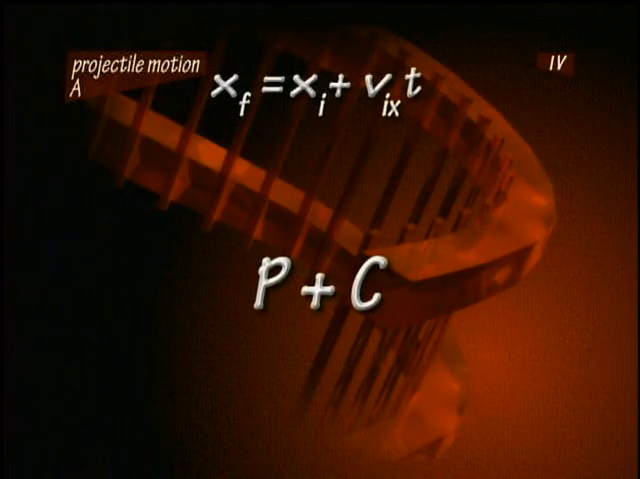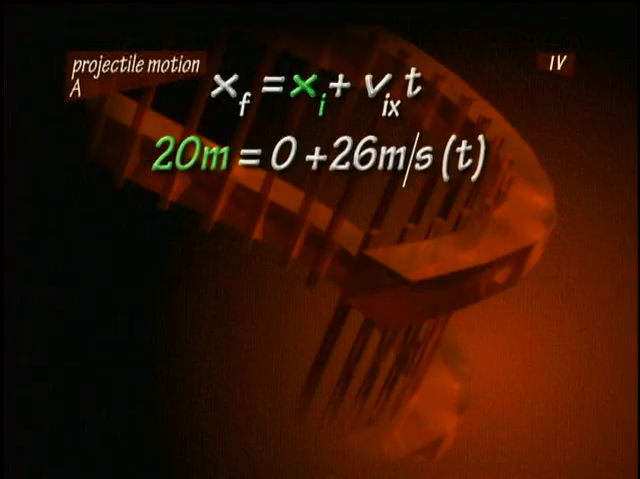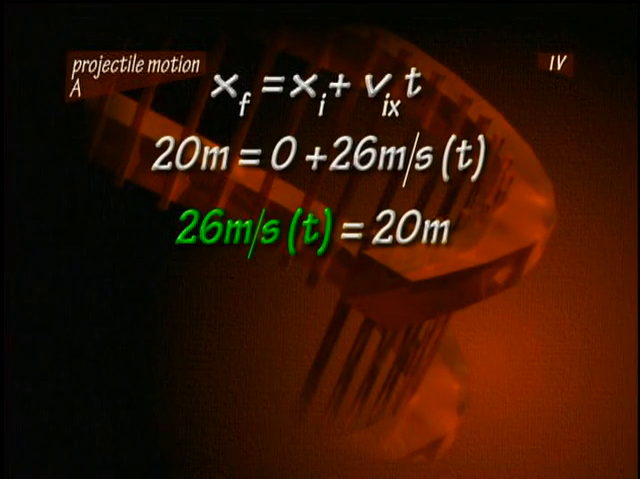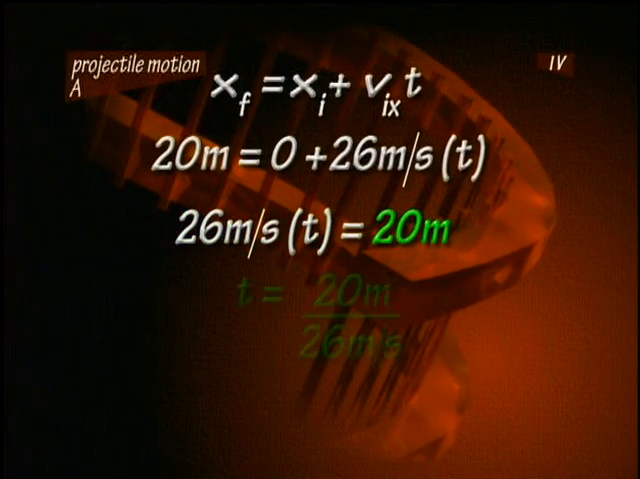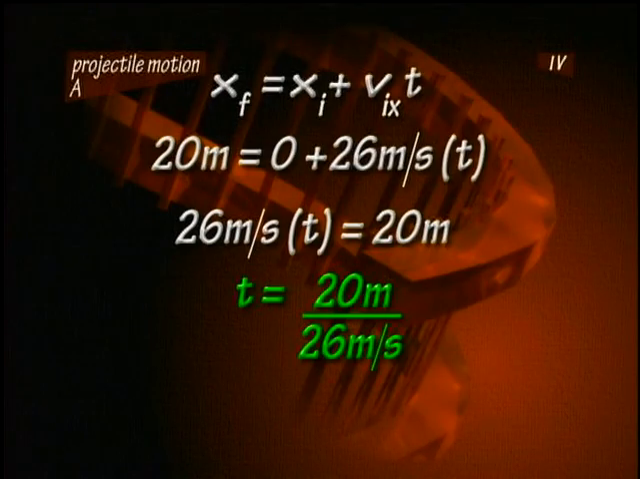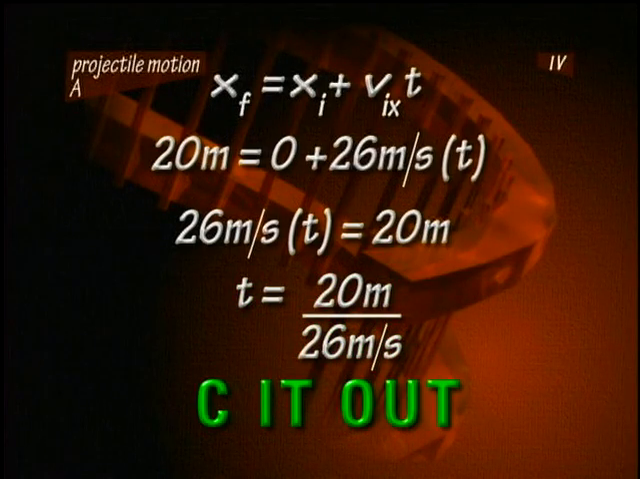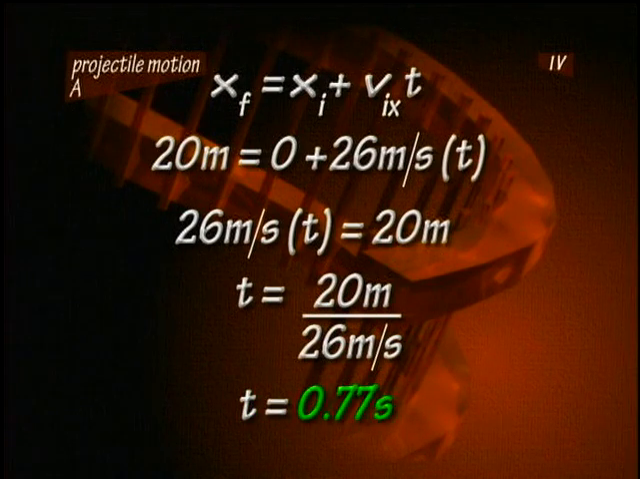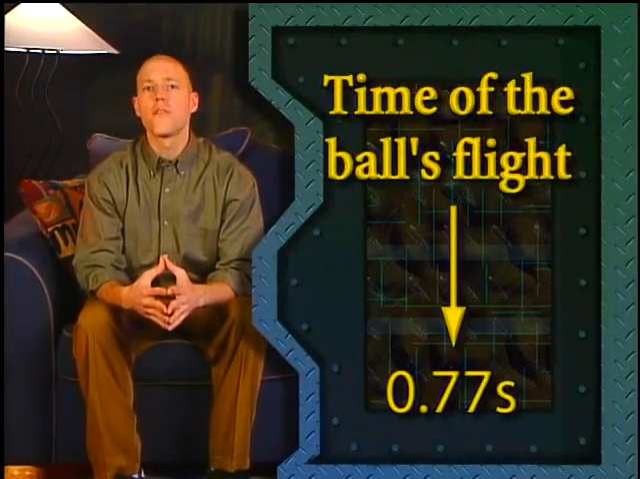Using our third equation, x sub f equals x sub i plus v sub ix times t, we can find time. Plug and chug, and we get that x final, 20 meters, equals x initial, 0, plus v initial in the x direction, 26 meters per second, times time. So, 26 meters per second times t equals 20 meters. T equals 20 meters over 26 meters per second, and after we crank that out, we find out that t equals 0.77 seconds. So we know how long the time of the ball's flight is, 0.77 seconds.